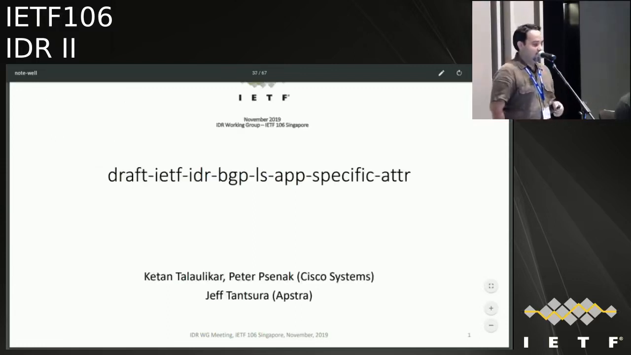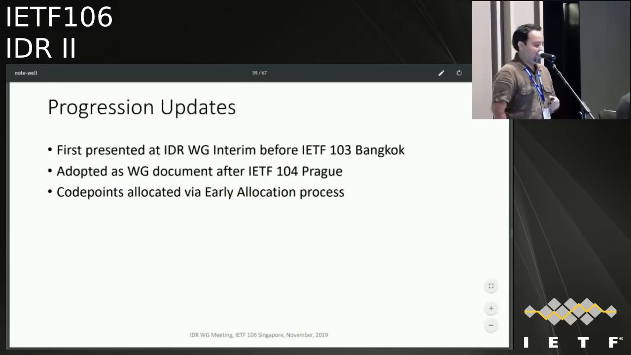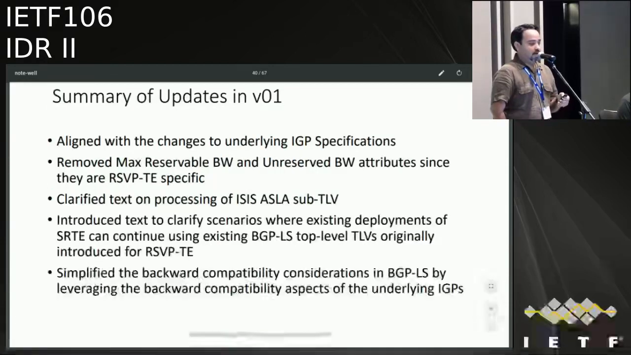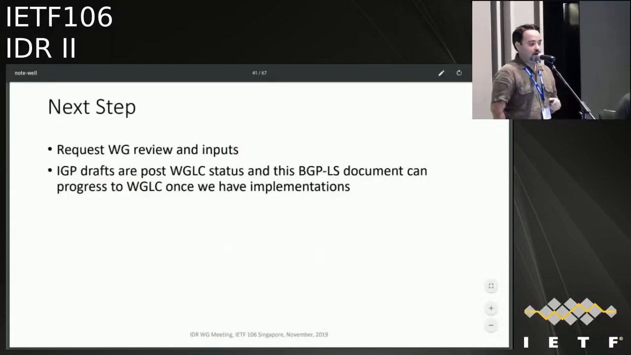The next one is the BGP-LS application specific attributes, also a working group document. This will be even faster, I hope. I just want to update the progression. This was adopted, we have got code points, and implementations are also in progress. The key thing I wanted to point out is that the underlying IGP specs are in IESG review. As they have been updated based on feedback, we have updated this spec to be aligned with them. At a high level, that's all about the changes to this draft. We're requesting review, and once the IGP drafts go past their IESG reviews, we hope we can do a working group last call for this as well.